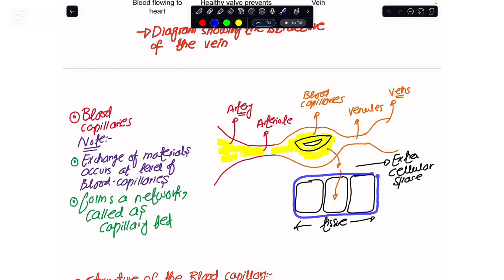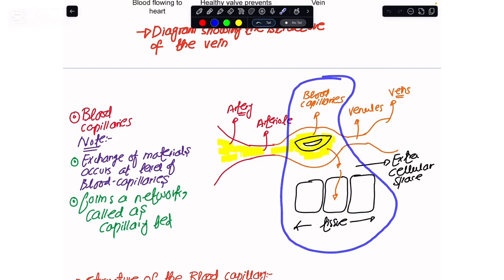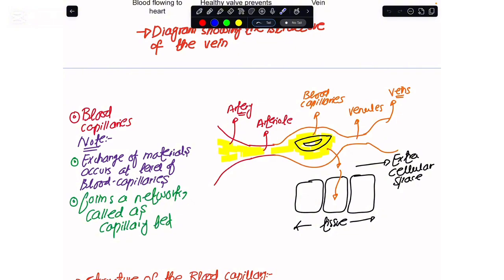The idea is that only at the level of the blood capillaries do we have the cells or the tissues of our body lying, and it is only at this level that the exchange of material takes place. Whenever the blood is in the arteries, arterioles, venules and veins, the exchange of material cannot take place because the walls of these structures are very thick, so the particles cannot move out of the lumen of these blood vessels. This only happens at the level of the blood capillary.